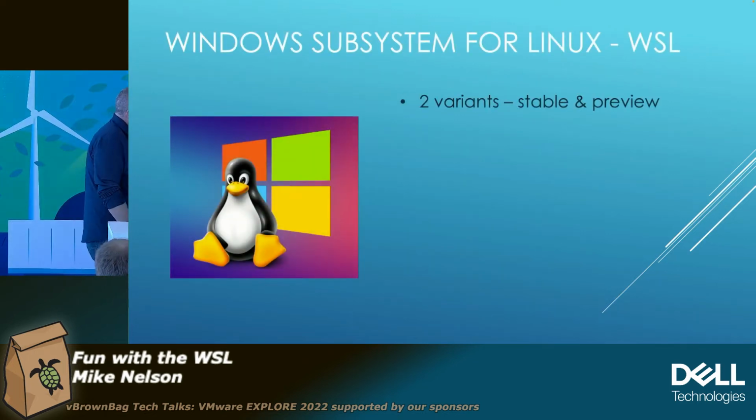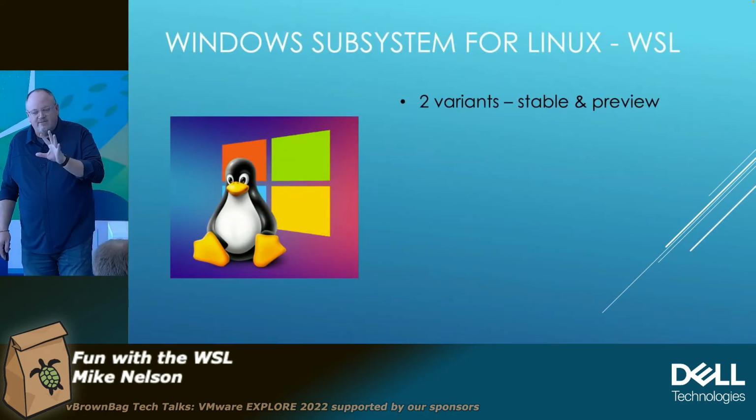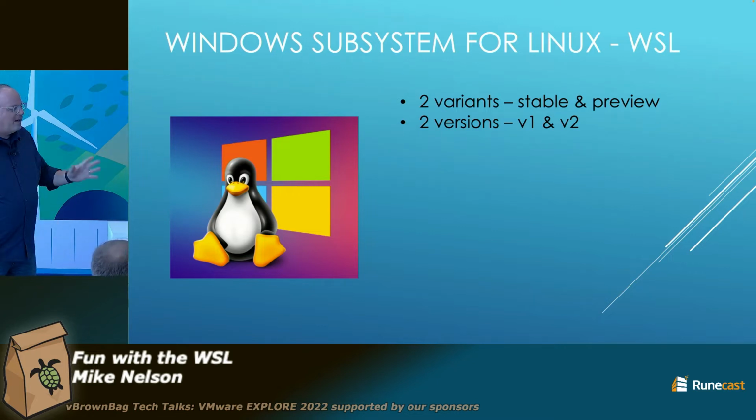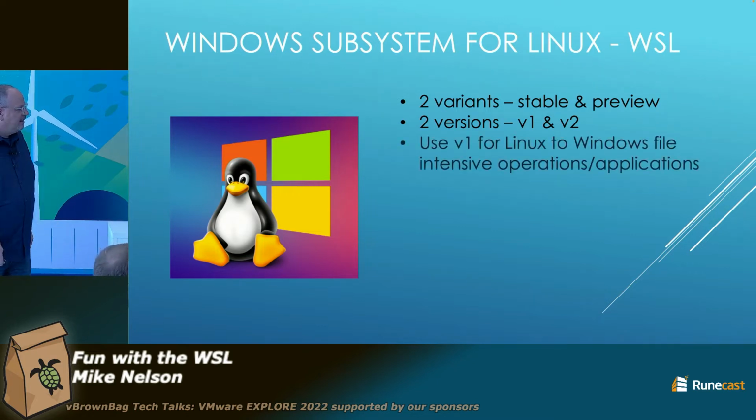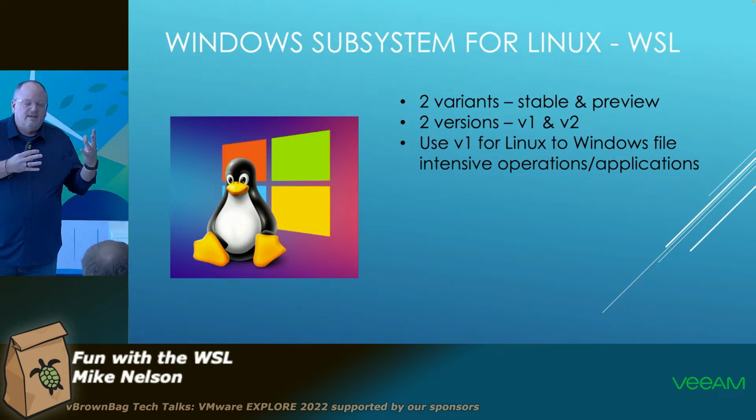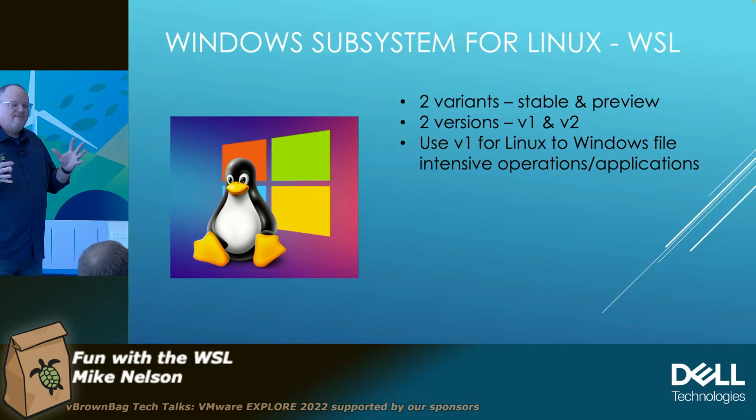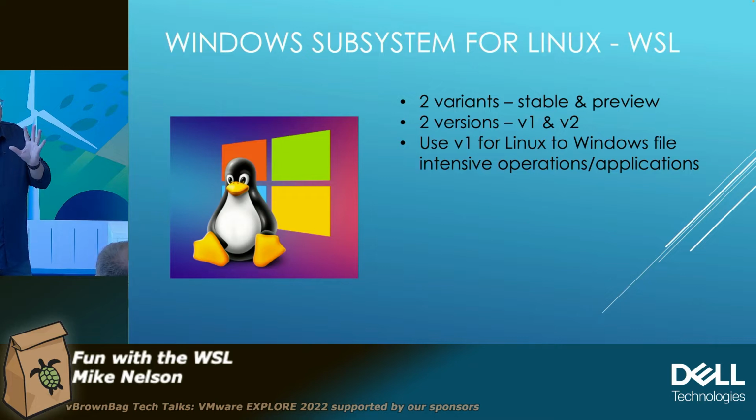The Windows Subsystem for Linux has two variants, a stable and a preview. There is a version 1 and a version 2, if you're not aware of that. They are both active builds right now. You use version 1 mainly if you're doing a lot of file work. If you're going between a Windows file system and a Linux file system, you want to stay on what's called V1. If you're not doing a lot of file transfer between the two OSs, then by all means, go to version 2. Use the latest and greatest.